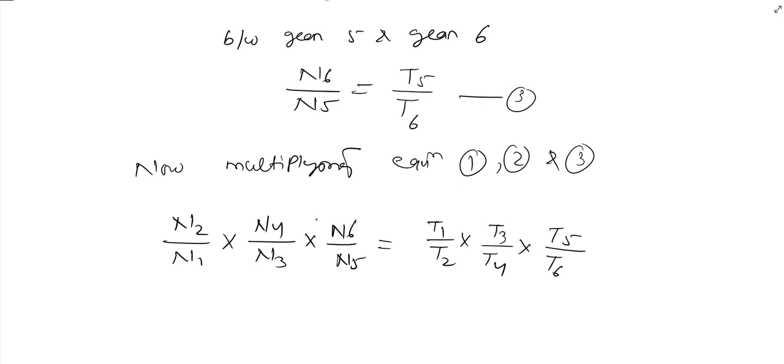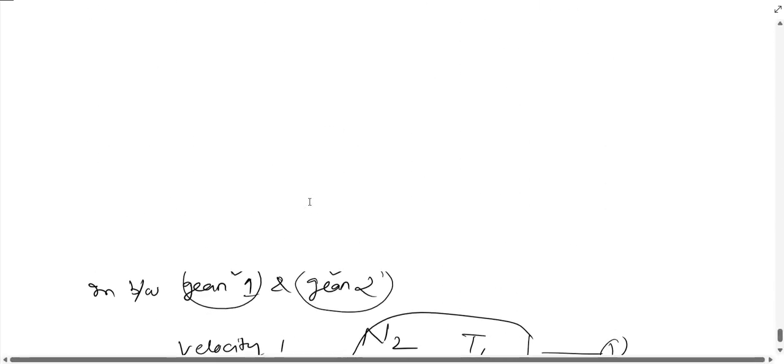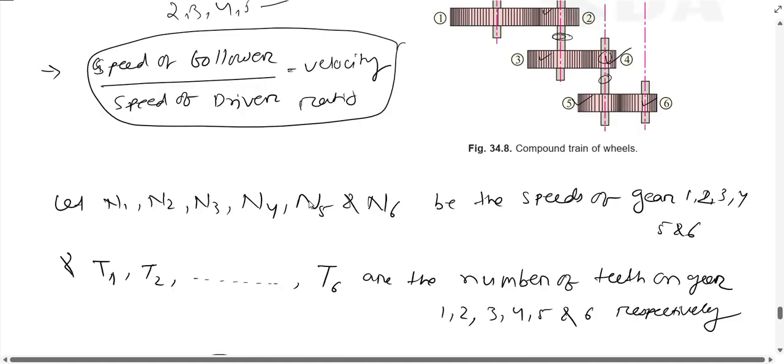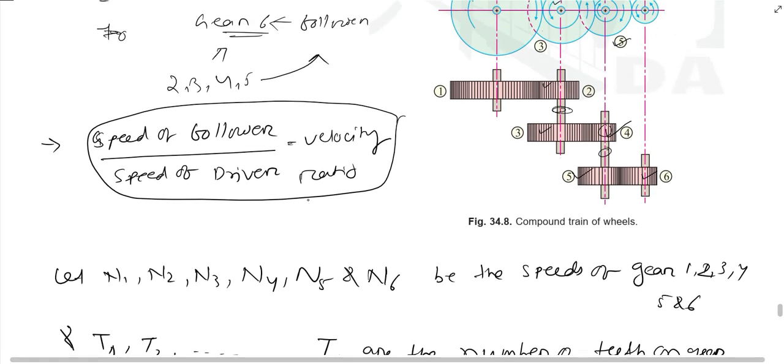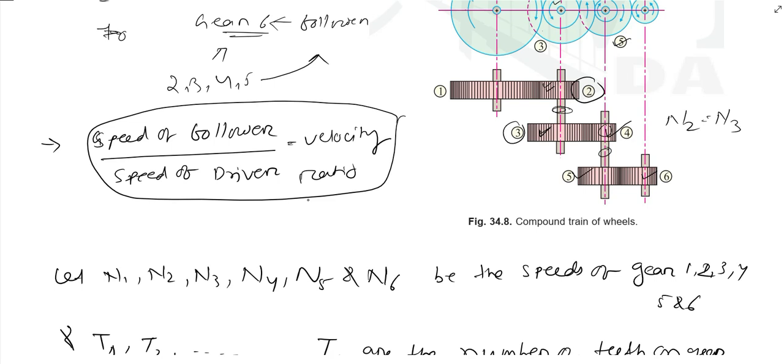Now see, gear 2 and gear 3 are both mounted on the same shaft. This is gear 2, and this is gear 3. That means N2 equal to N3. And again gear 4 and gear 5 are both mounted on a common shaft between gear 4 and gear 5. So N4 is also equal to N5.